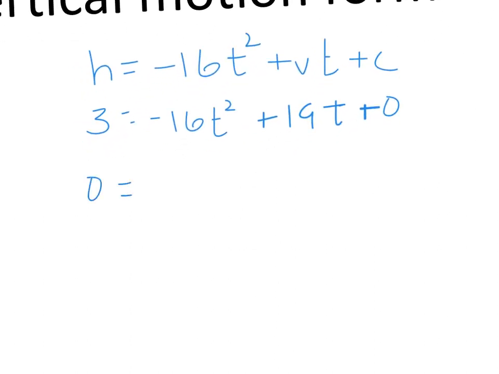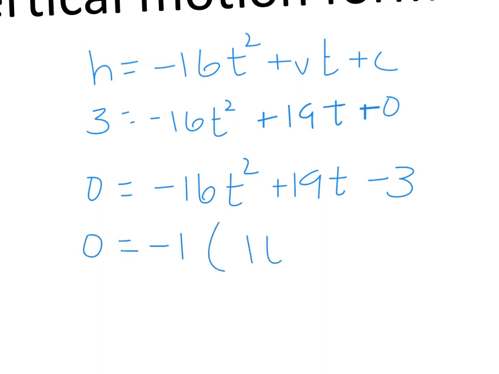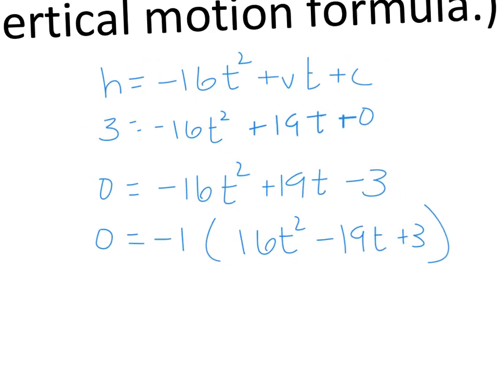So I've got 0 equals negative 16t squared plus 19t minus 3, because I'm moving that 3 over to the other side. Now, again, keep this first one positive if you can. So what I'm going to do right away here is pull out a negative 1 and get 16t squared minus 19t plus 3. It just makes your factoring process a little easier.